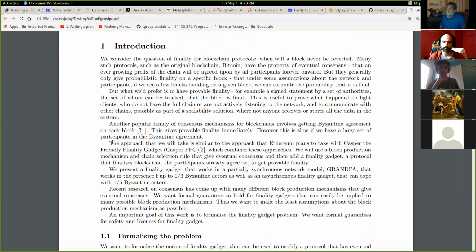So let's see, this might be relevant. I'm thinking in terms of synchronization. You get safety with 2/3, but you don't have liveness. You need some kind of synchrony constraint. And is this Grandpa protocol like some kind of synchronization constraint?